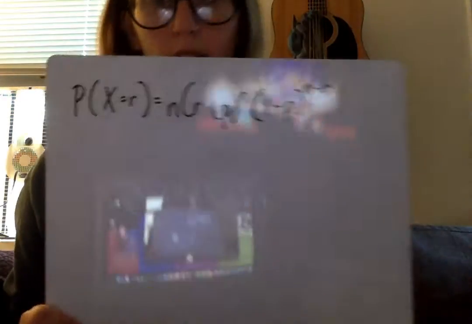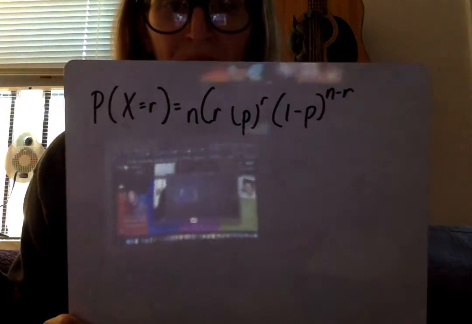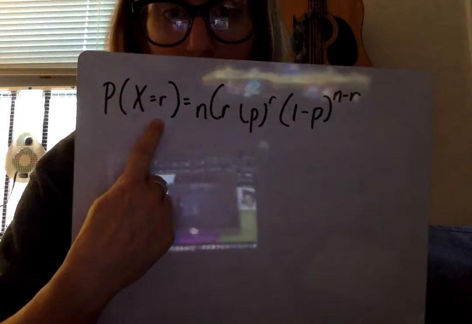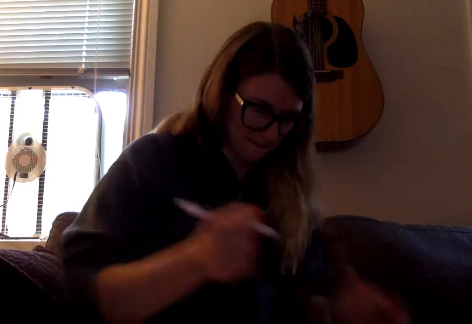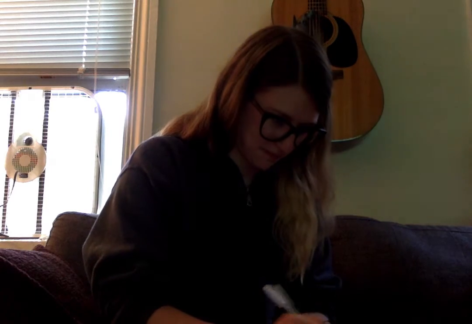Okay, so this is our formula here. So we want exactly 1 winner. So this r is going to be 1. So anytime I see r, I'm going to put in a 1.